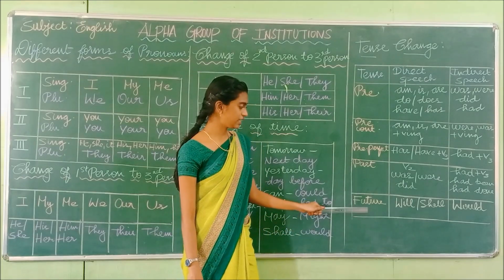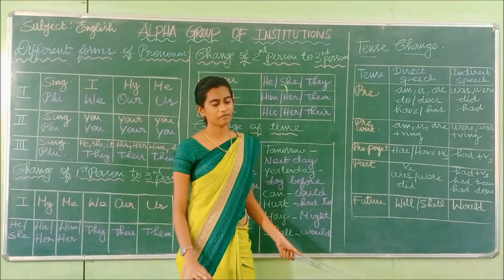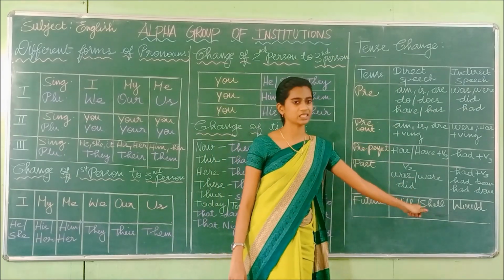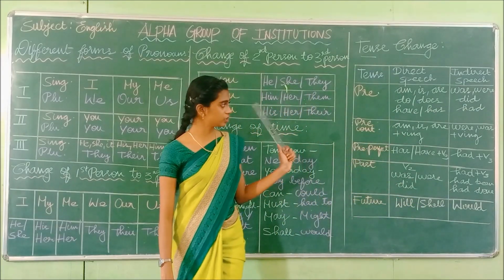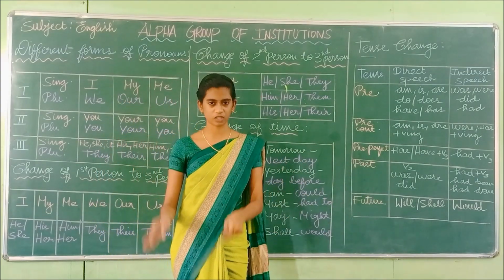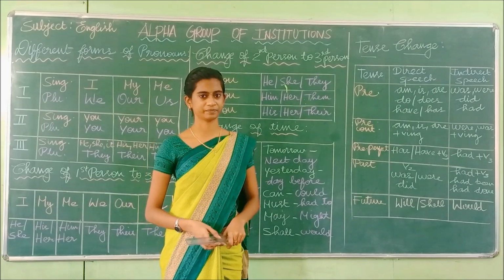Okay. So if the sentence is in the form of future tense, will or shall in direct speech, it will be changed into would. So these are all the rules you have to follow while changing the direct speech to indirect speech.